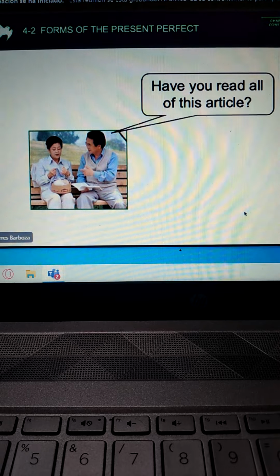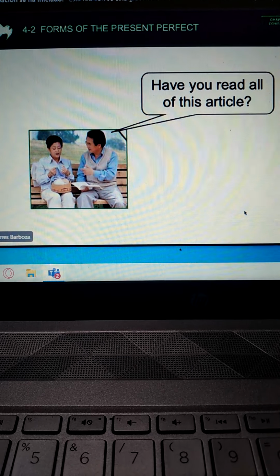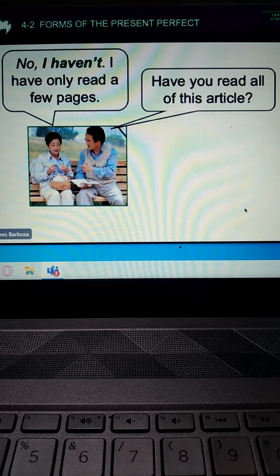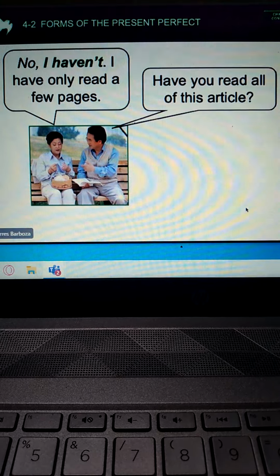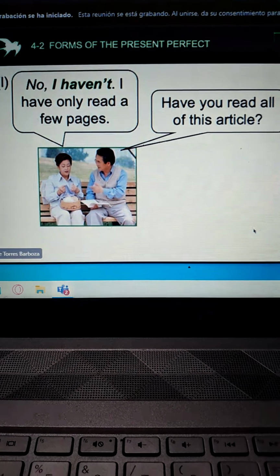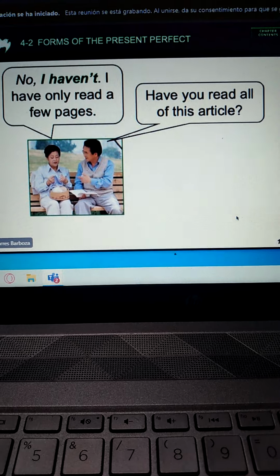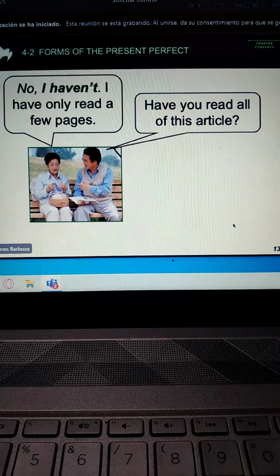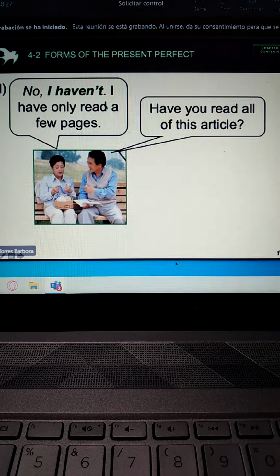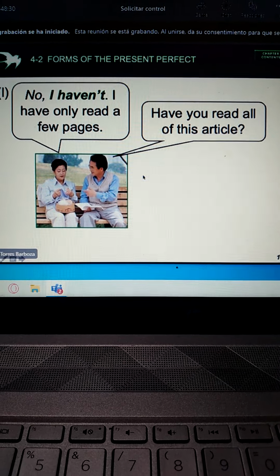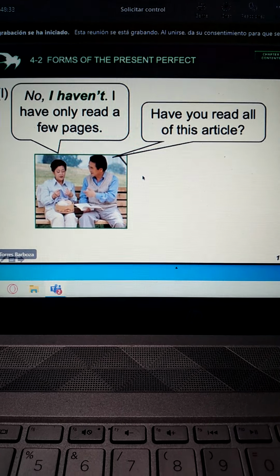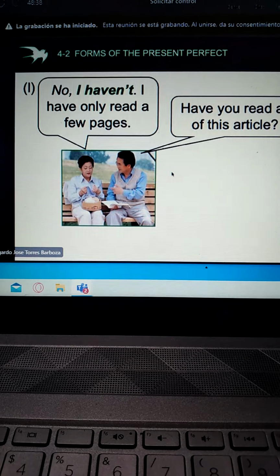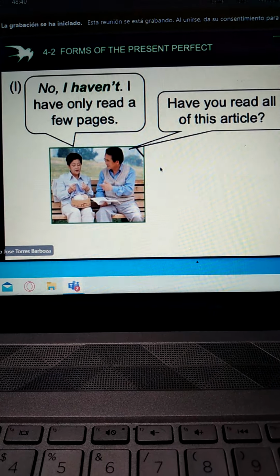Have you read all this article? No, I haven't. I have only read a few pages. You see, no, I haven't. Have you read all this article? No, I haven't. I have only read a few pages. I have only read. Remember that this is the past participle of read. Remember, we have read, read, and read. The spelling is the same, but the pronunciation is different. I have only read a few pages.